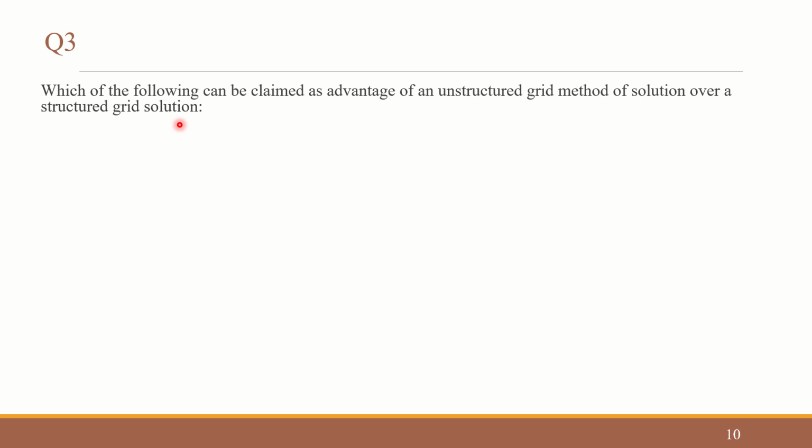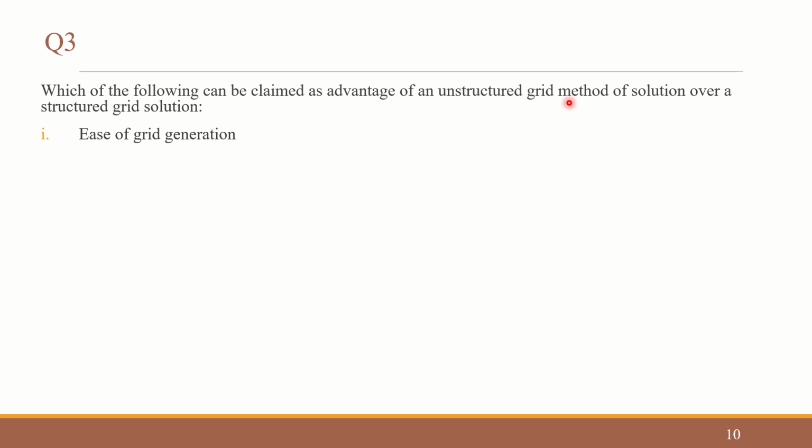Now we will have question 3. Which of the following can be claimed as an advantage of an unstructured grid method of solution over a structured grid solution? So basically, when we have both the grids, why do we prefer one over the other in certain places? So what is the advantage of unstructured grid over structured grid? One thing is you can generate the mesh easily using unstructured grid, which is not possible using structured grid. So we will see the options listed over here.